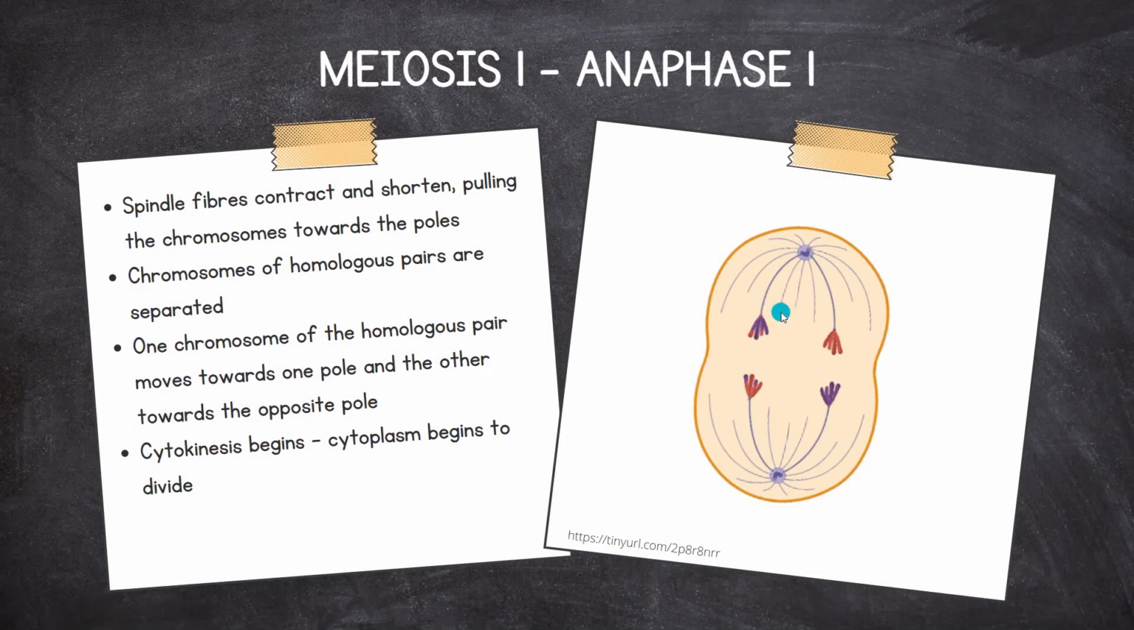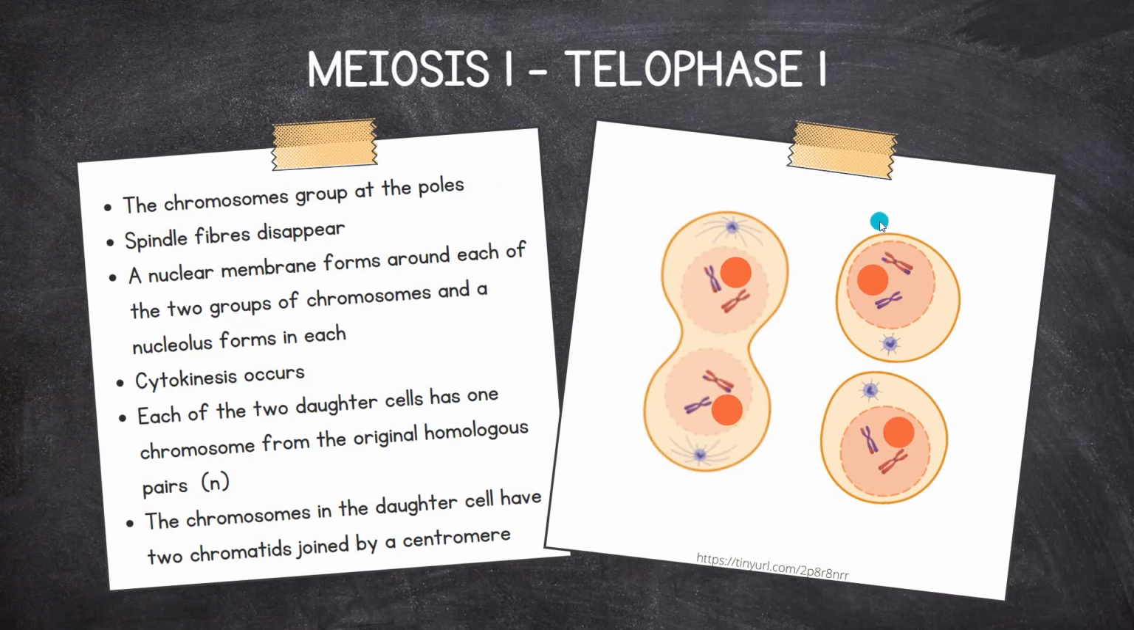Then cytokinesis will also begin. So the cytoplasm will begin to divide, as you can see here with this little indent. Okay. Then we move to telophase 1. Now during telophase 1, the chromosomes group at the poles, like you can see here. They form this little group, and the spindle fiber will disappear. You can see there's no spindle fiber here anymore.